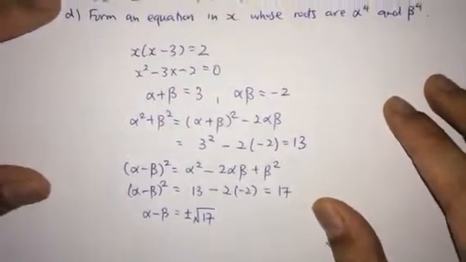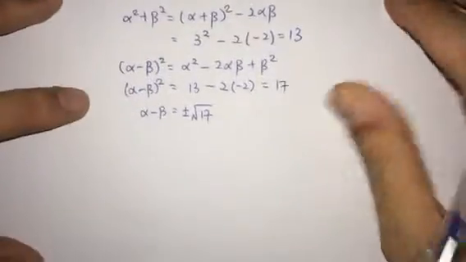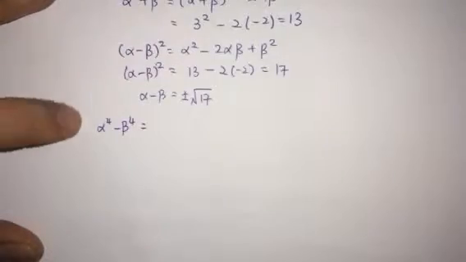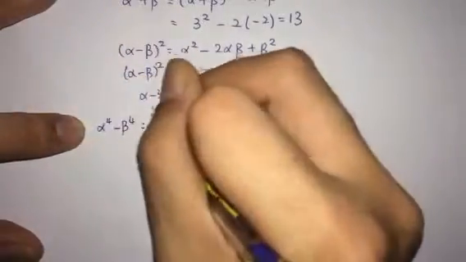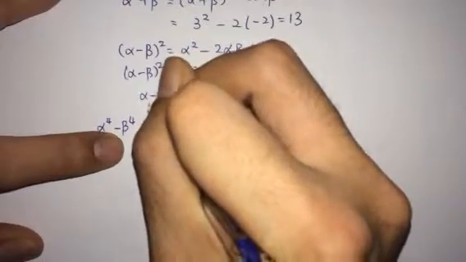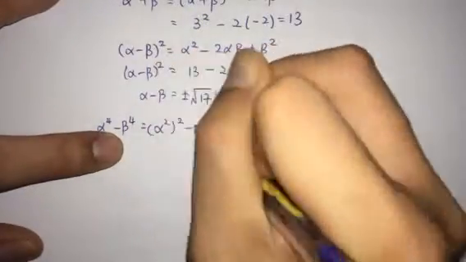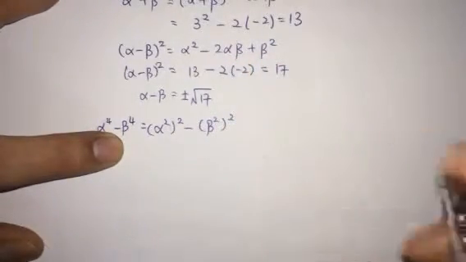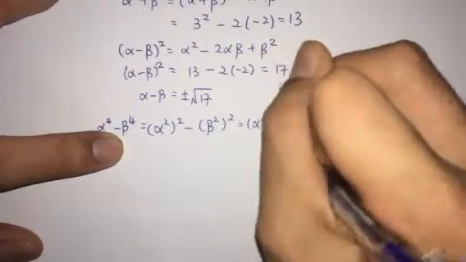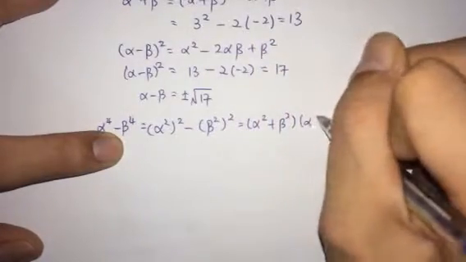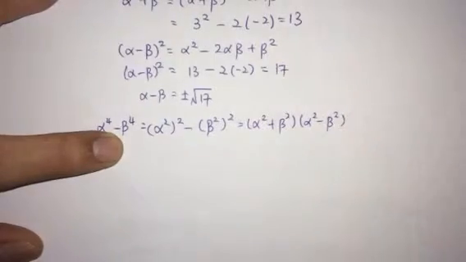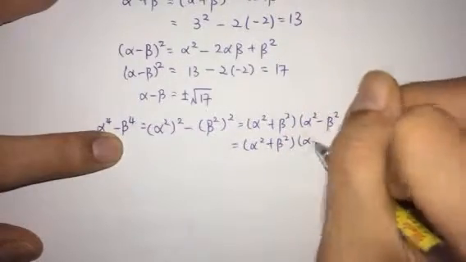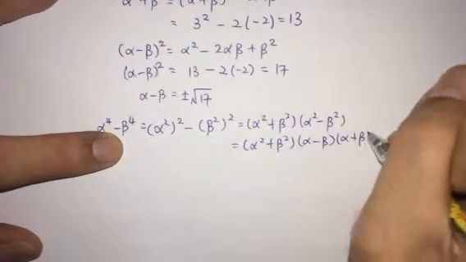Okay, let's look at question part C. We are required to find alpha 4 minus beta 4. Okay, let's attempt to factorize this. To factorize this expression, we can think of alpha 4 minus beta 4 as alpha square squared minus beta square squared. Using the difference of two squares, this will give me alpha square plus beta square, alpha square minus beta square. We can further factorize this into alpha square plus beta square, alpha minus beta, alpha plus beta.